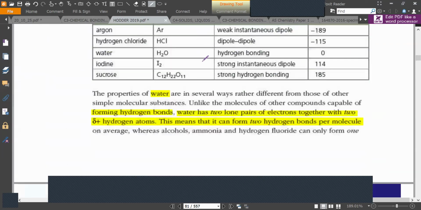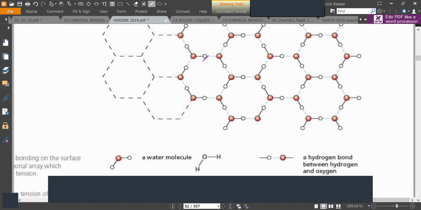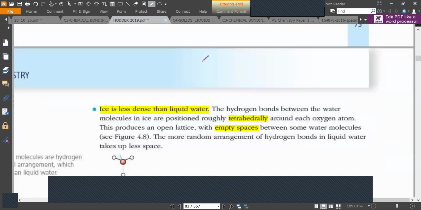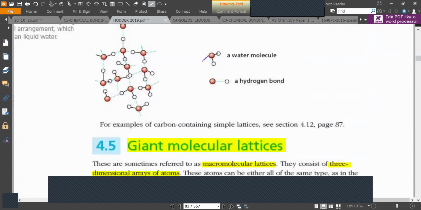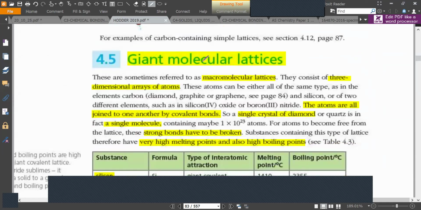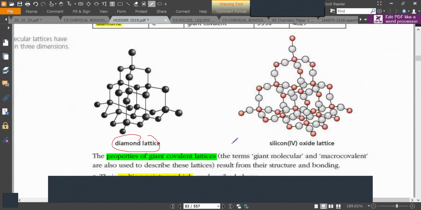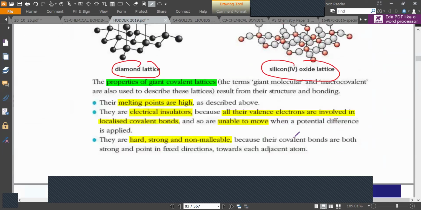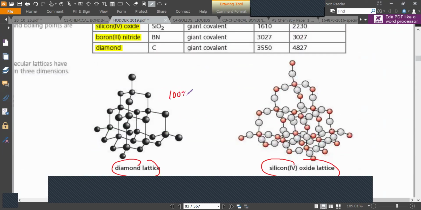I will go quite quickly. This one is water. Water has hydrogen bonding, and when it turns to ice, it still forms a lattice. Giant molecular lattice, this one we are quite familiar with, like diamond, silicon dioxide. Giant covalent lattice. They have a high melting point because this is 100% covalent bonds, 100% strong covalent bonds.